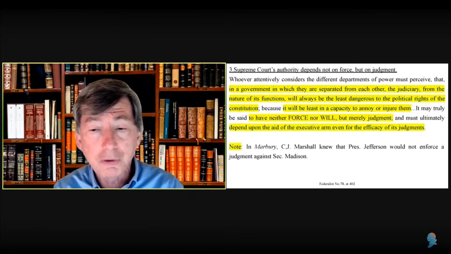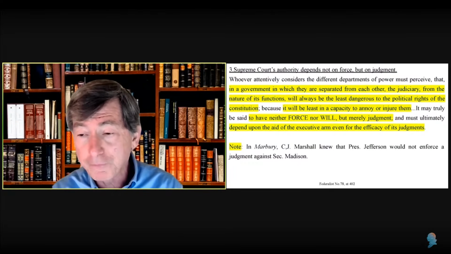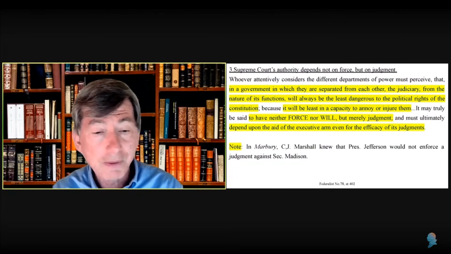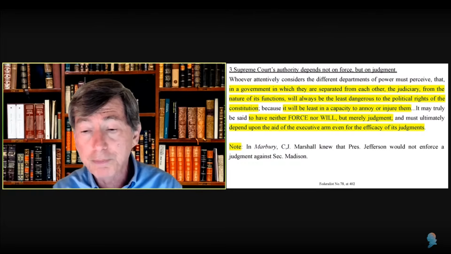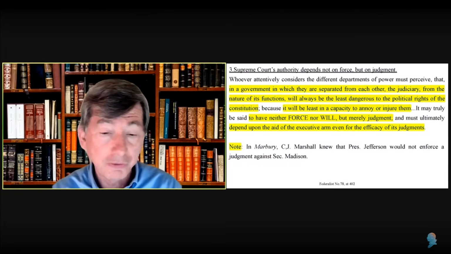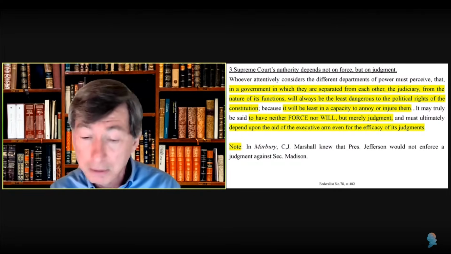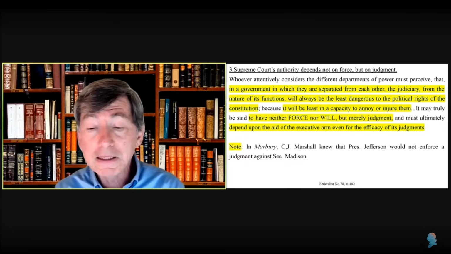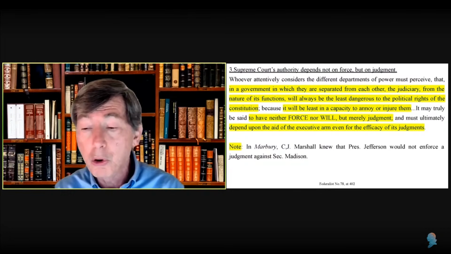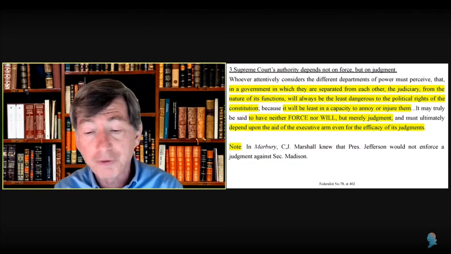So the Supreme Court's authority depends not on force, but on judgment. And a government in which they are separated from each other, the judiciary, from the nature of its functions, will always be the least dangerous to the political rights of the Constitution. This is where conservatives think, you got it all wrong. No, listen more. It will be least in a capacity to annoy or injure them. It may truly be said to have neither force nor will.